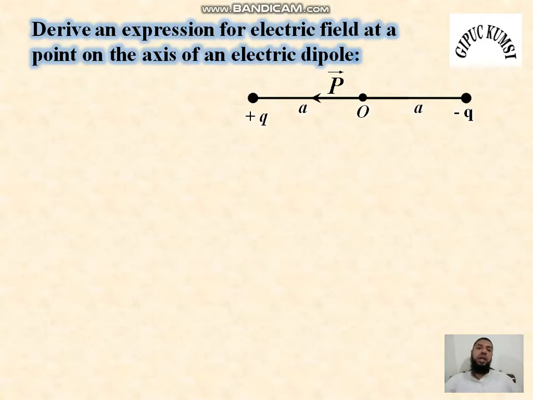Considering a dipole means it is having two equal and opposite charges plus q and minus q separated by a distance 2a. Here, showing the center, a on this side and a on the other side, right and left. a plus a, 2a is the length of the dipole and p is the dipole moment. It is directed from minus q to plus q.